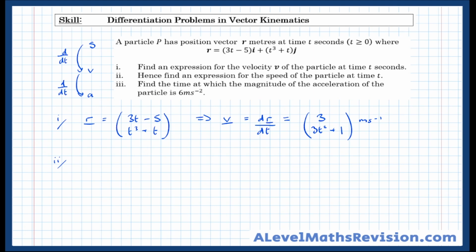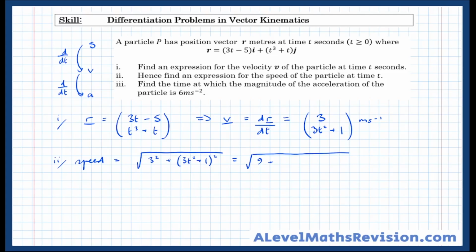Hence, find an expression for the speed of the particle at time t. Well, the speed of the particle is simply the length of the velocity vector. It's the magnitude of the velocity vector. So speed, we would simply do Pythagoras on the velocity vector here. 3 squared plus (3t squared plus 1) squared. And no pressure to multiply it out, but let's just simplify it because we can.